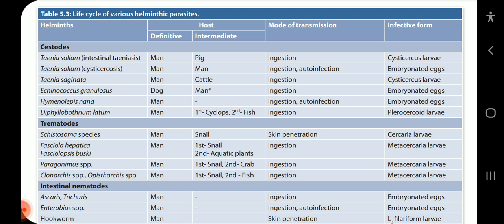Echinococcus granulosus: definitive host dog, intermediate host man, mode of transmission ingestion, infective form embryonated eggs. Hymenolepis nana: definitive host man, no intermediate host, mode of transmission ingestion and autoinfection, infective form embryonated eggs. Diphyllobothrium latum: definitive host man, first intermediate host cyclops, second fish, mode of transmission ingestion, infective form plerocercoid larvae.